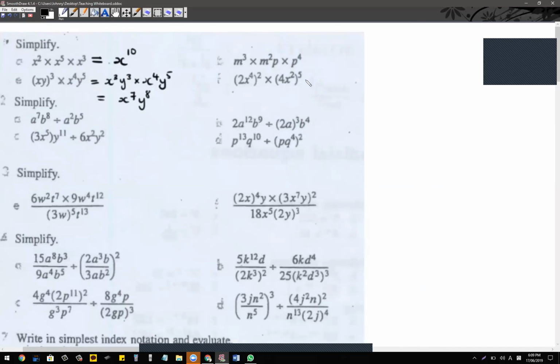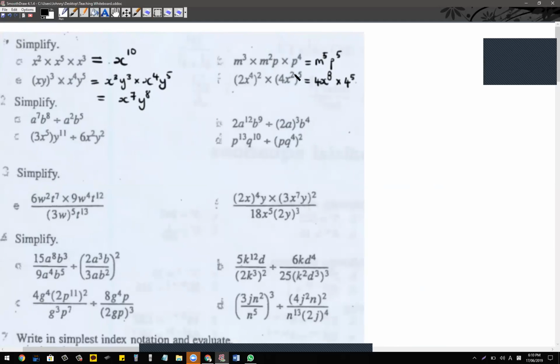This one here is very simple as well. So m to the power of 5, p to the power of 5. This one here, you got to square that. So 2 to the power of 2, 2 to the power of 4, x to the power of 4 to the power of 2. So that's 4x8. This one is 4 to the power of 5, whatever that is. This is x to the power of 2 to the power of 5.